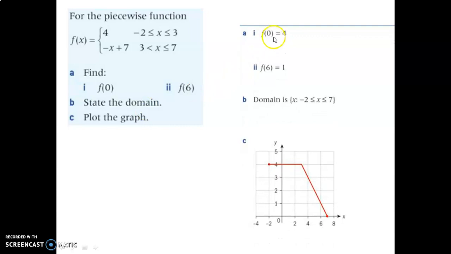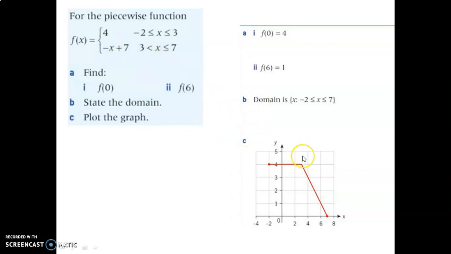Okay, so f of 0 is 4 because 0 falls within this domain. Therefore, we're using y equals 4 to find out this value. And again, when y equals 4, it doesn't matter what x is, it will always produce a value of 4. F of 6 is within this domain, so we use this function, and we should get 1 for that, because when 6 is substituted in here, we have 7 minus 6 is 1.